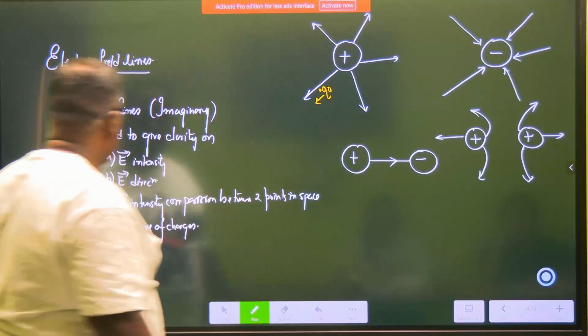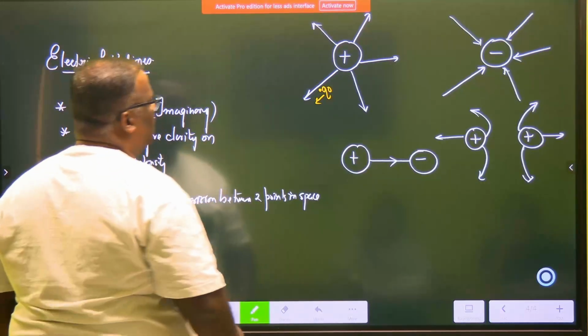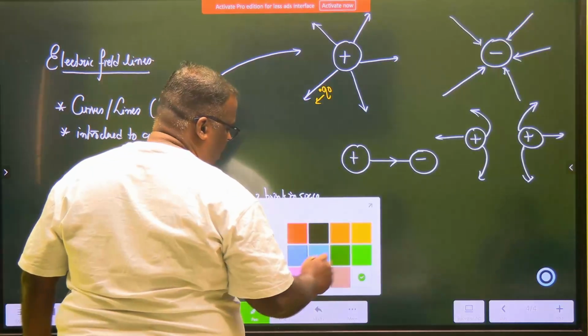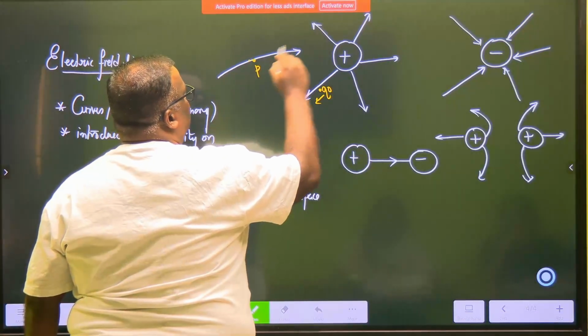We also talk about, so let's see, does it tell you about direction? Now, how does it tell you about direction? Suppose there is an electric field line which is going here and you want to find out what is the electric field intensity at a point P. So you just draw a tangent at P.